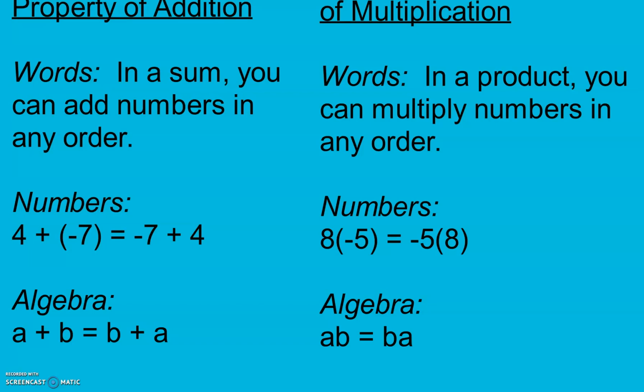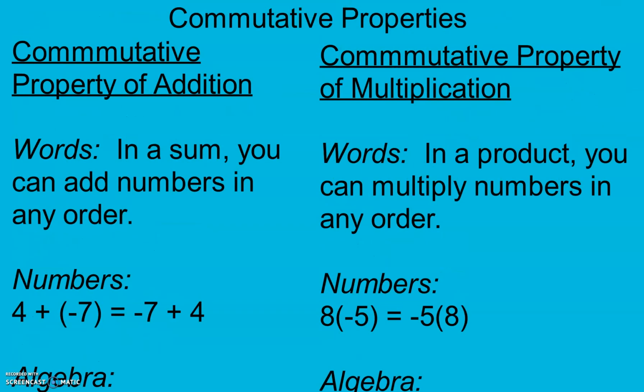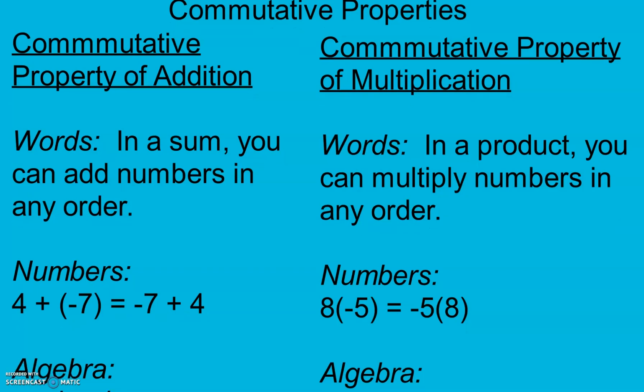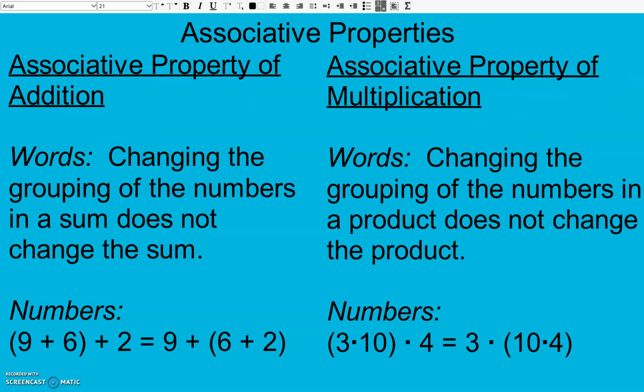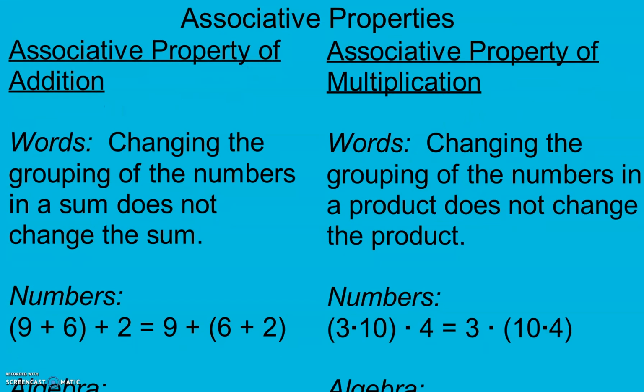The commutative property of multiplication says in a product, or things that are multiplied together, we can multiply numbers in any order. So we can take 8 times -5, or we can take -5 times 8, and it gets us to the same spot. In algebra, we can take a times b, and that equals b times a. The associative property of addition says changing the grouping of the numbers in a sum does not change the sum. And the associative property of multiplication says changing the grouping of numbers in a product does not change the product.